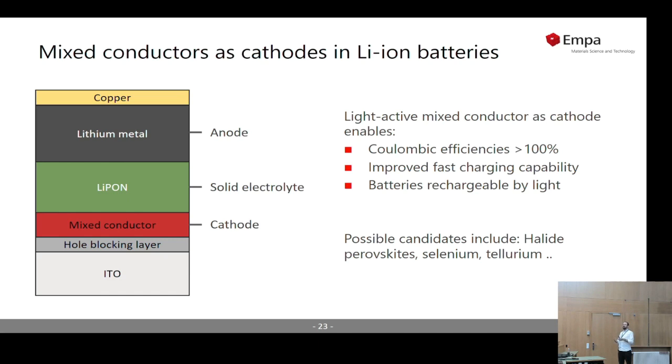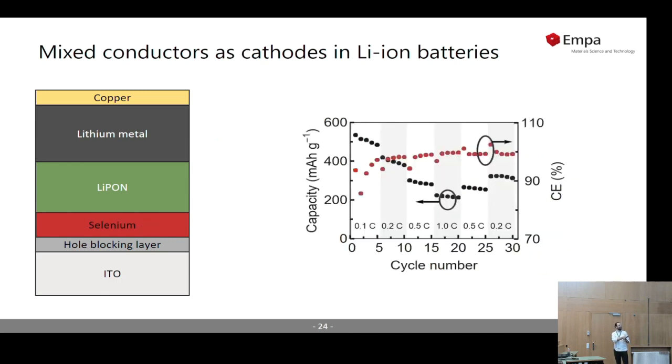All the typical solar cell materials can in principle also be mixed conductors. For example, CIGS is a very good ionic conductor, and it's a very good solar cell, so you can now use it as a photoactive cathode. We are actively trying to do this at the moment, but we are not there to show anything yet, unfortunately. What I can show is with selenium.